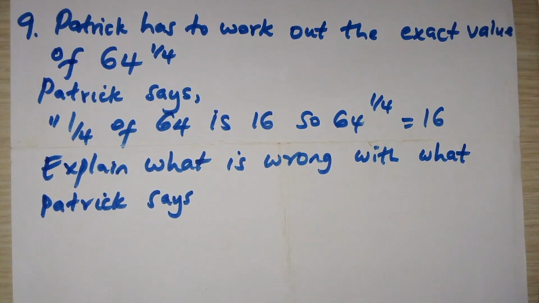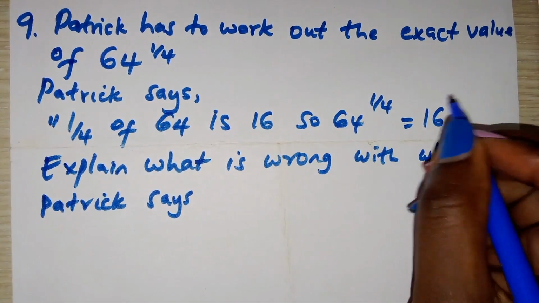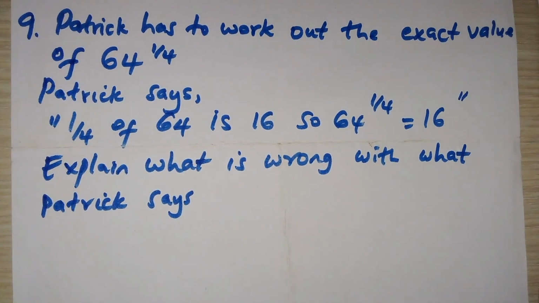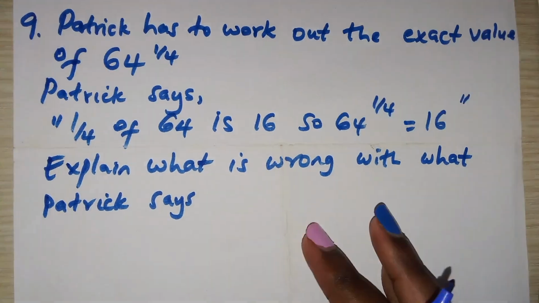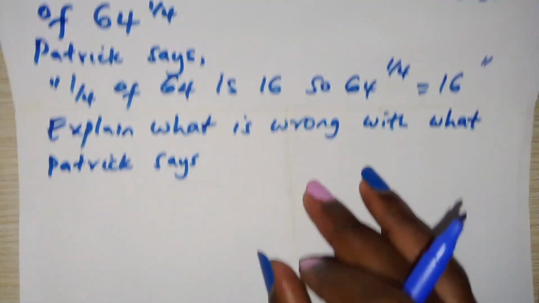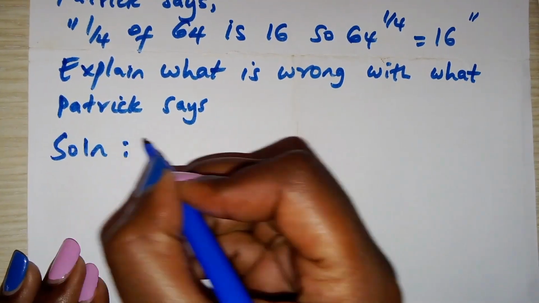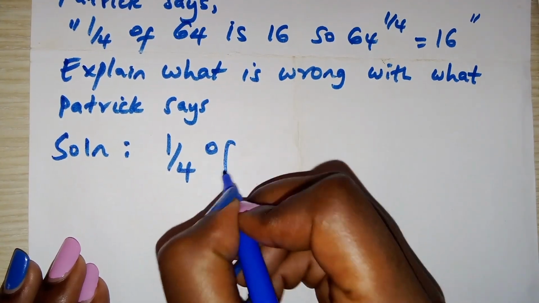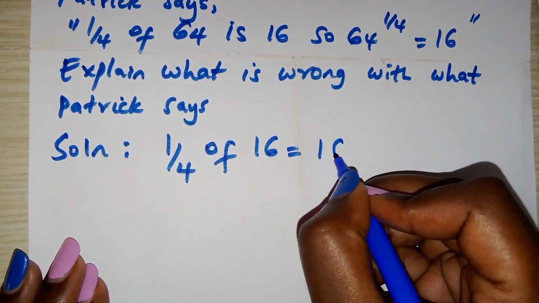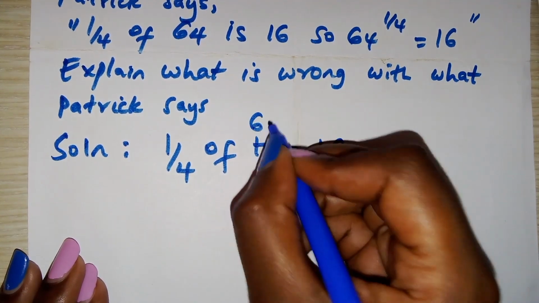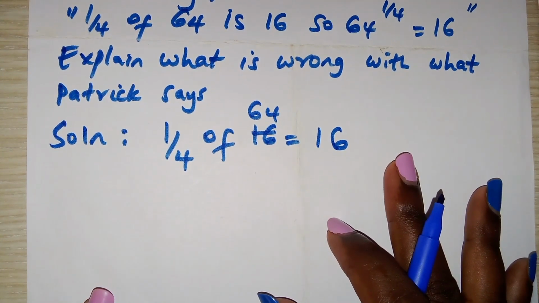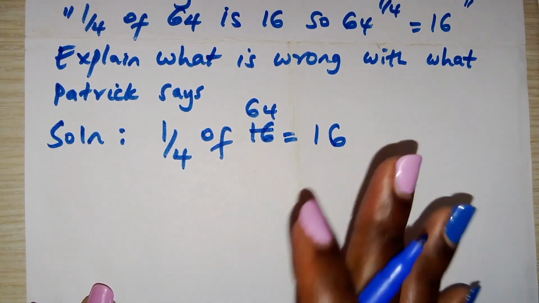Number 9, Patrick has to work out the exact value of 64 power negative a quarter. Patrick says a quarter of 64 is 16. So 64 power a quarter is the same as 16. Explain what is wrong with what Patrick says. So let's do the way Patrick has done it. A quarter of 64 is 16.